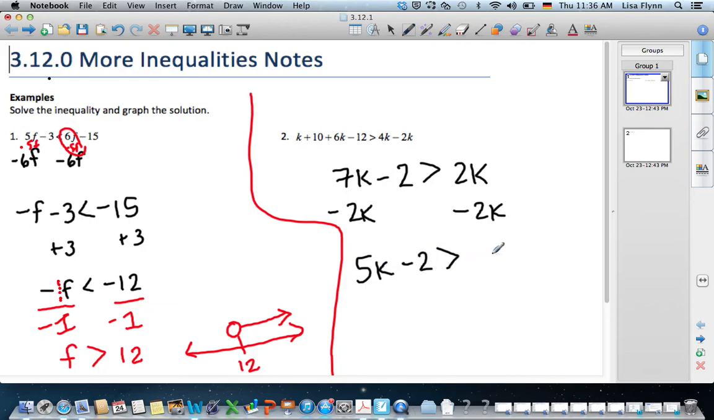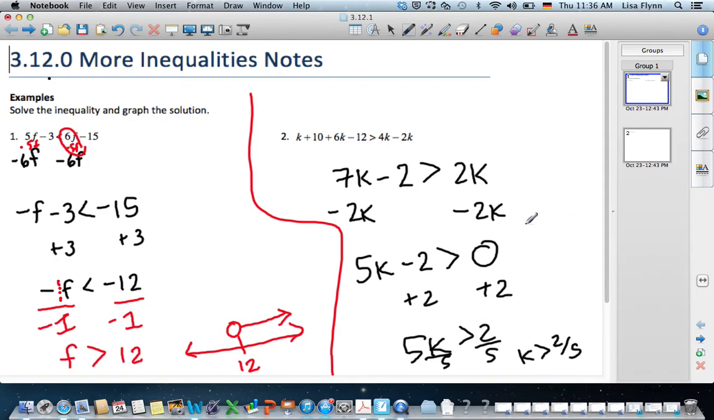And there's nothing on the other side. How do I write that? Zero. All right, so now add 2 here, add 2 here. 5k is greater than 2. Divide by 5, divide by 5. K is greater than 2/5. Good. And I don't need to switch anything around here, because we didn't have any dividing or multiplying by a negative. So if we look at our number line here, we have 2/5. Open circle or closed circle? Open, because it's greater than, not including. And it's greater than, so we're going this direction.